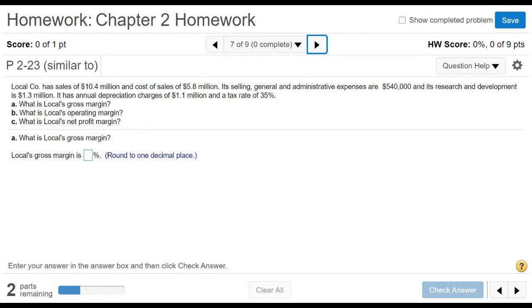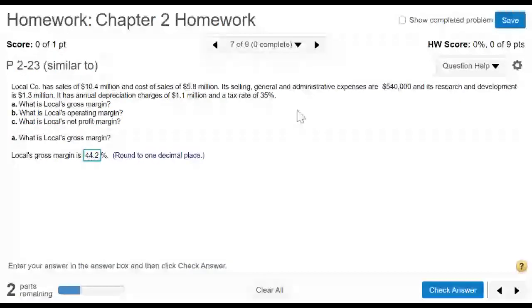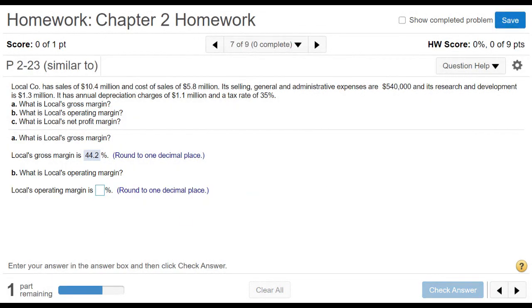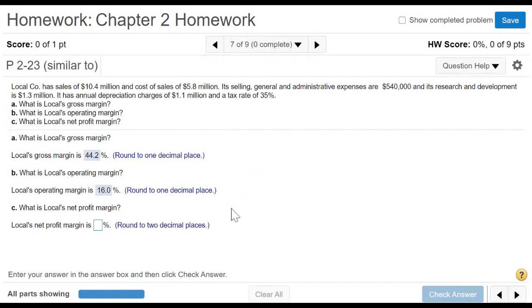Is it 44.2? Good. Next. Is it 15.9? 15.9. Sorry, 16.0. Good. Next.